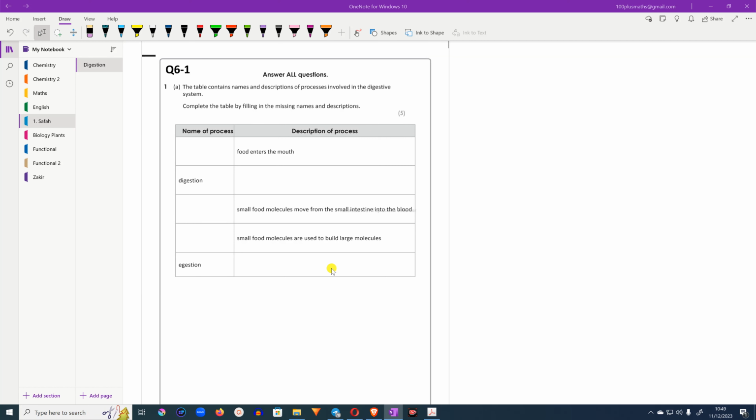Right, we're continuing on with the digestion topic paper. So here you've got a table where you've got the name of the process and the description. The first one is food enters the mouth. It's called ingestion.